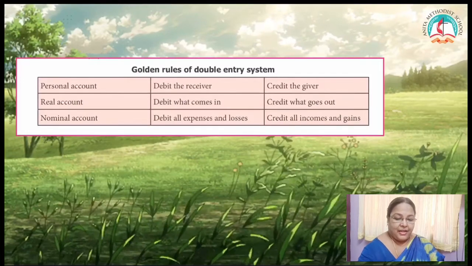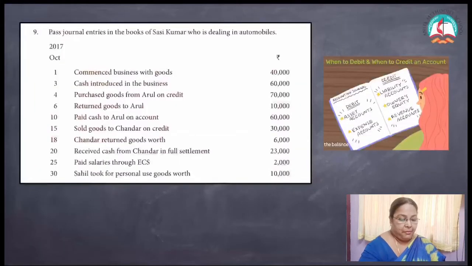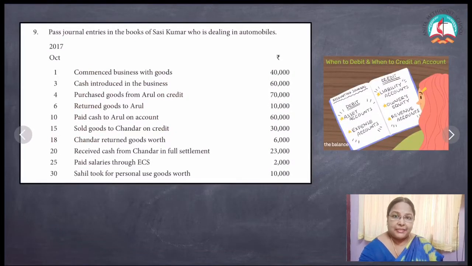Now let's go to the problem directly. Pass journal entries in the books of Sasi Kumar, who is dealing in automobiles. So who is the owner of the business? Sasi Kumar is the owner of the business. Commenced business with goods 40,000. So this goods should be taken as stock. He is starting business with stock. So what comes in? Stock comes in. Stock account debtor to Sasi Kumar's capital account.